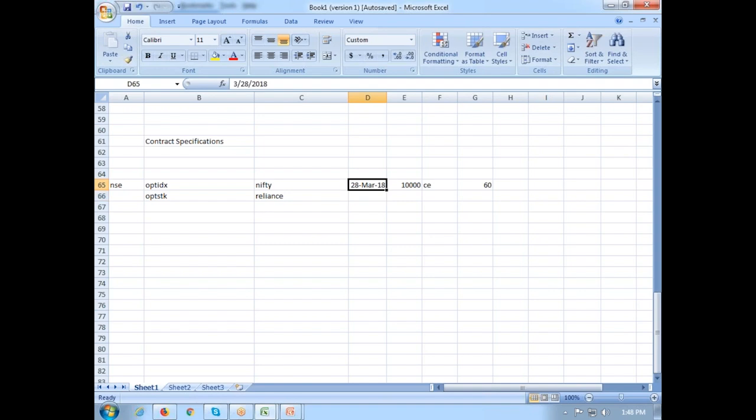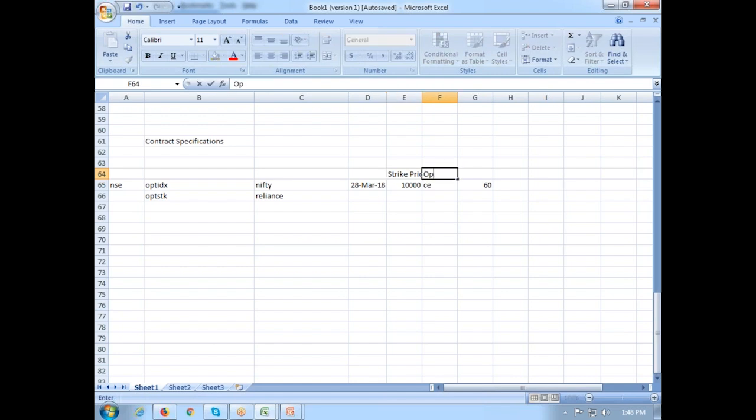This is the expiry date on which the contract will expire. Once the 28th March comes in, the next day, on 29th March, you will start trading in the front month contract, that is the April contract. Although that is listed currently also, the front month contract will become the April month contract. This is called strike price. We'll come to that.